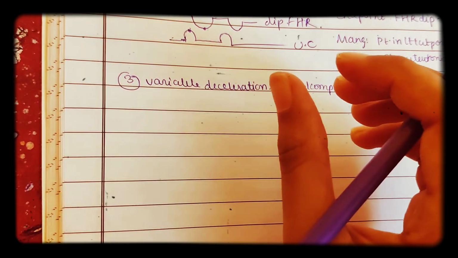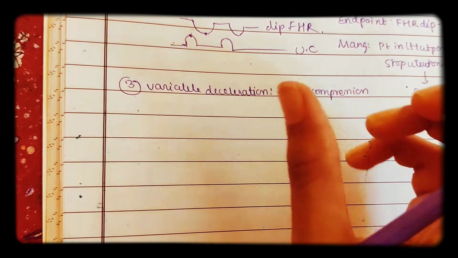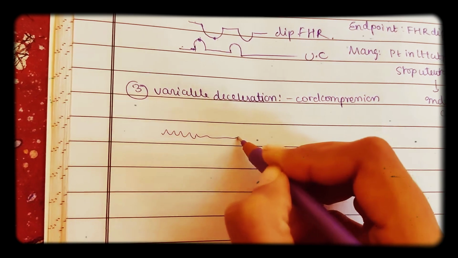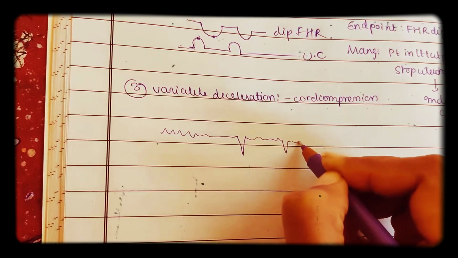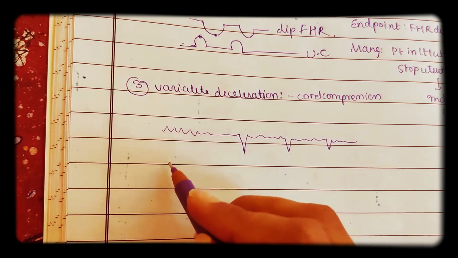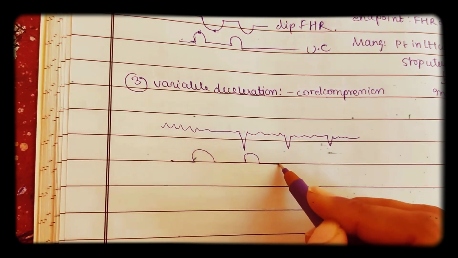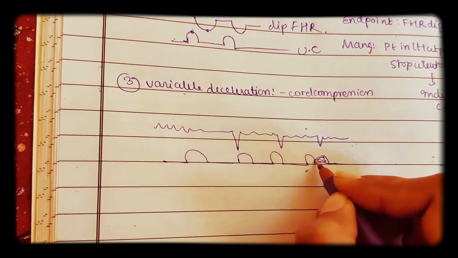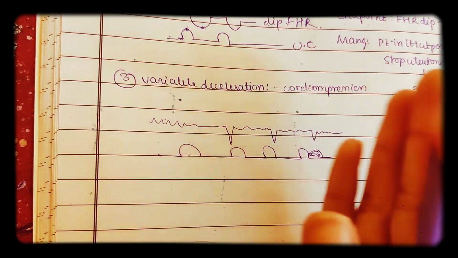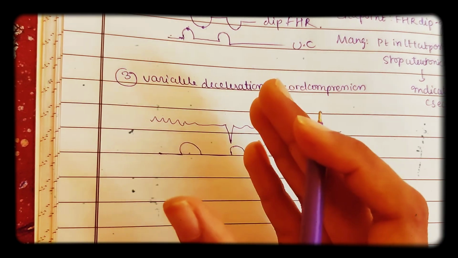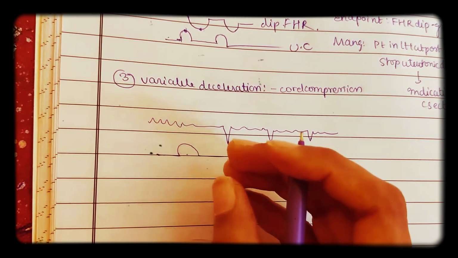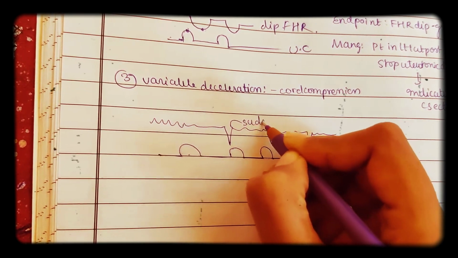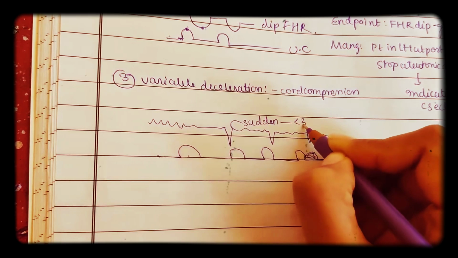So there is no fixed pattern between the fetal heart rate dip and the uterine contraction. Okay, so let me draw that. For example, this is the fetal heart rate. And here will be the uterine contractions. And you may see that here the uterine contractions and fetal heart rates are going in a completely different form, right? So there is no relationship between these both, and sudden dips are seen here, that is less than 30 seconds.